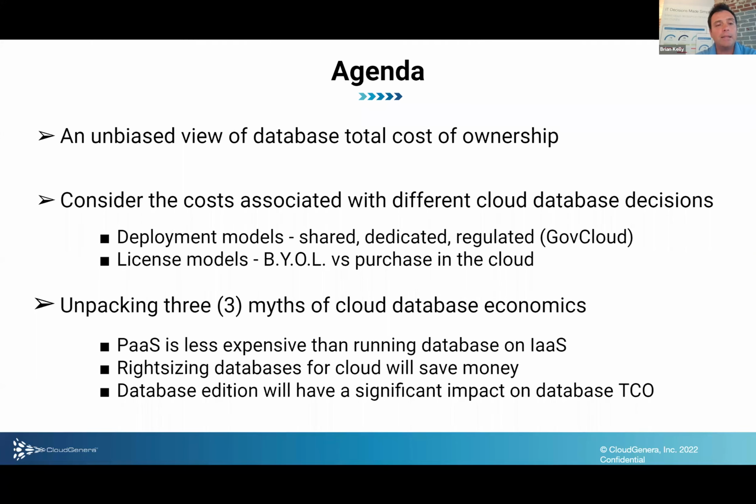And then in the last section of the webinar, we're going to unpack 3 myths of cloud database economics. And when we say myth, some of them might be true, some of them might be fictitious. And so the 3 items we're going to unpack, very common notions related to databases and economics of databases in the cloud. Is PaaS less expensive than running a database on infrastructure as a service? Next, right-sizing databases for cloud will save you money, right? Is that a true thing, or is that not a true thing? And then last, database edition, and how big of an impact will the different editions of database have on total cost of ownership?